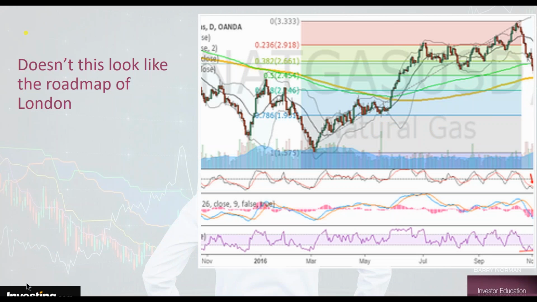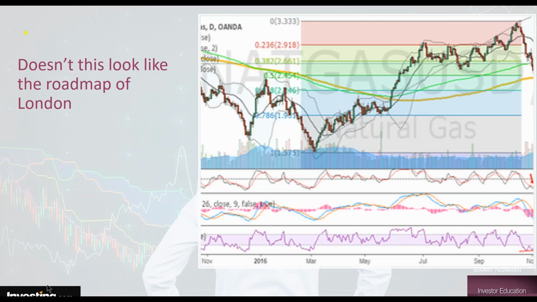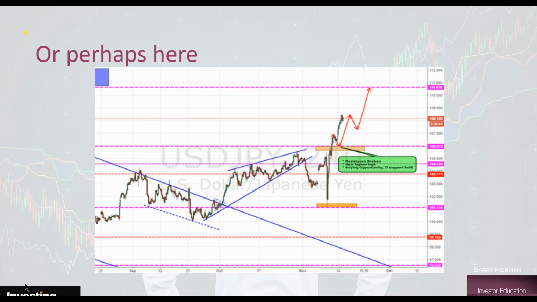Now, here we were looking at a roadmap of London in the background. Tell me something. Does it look so much different from this map of natural gas? It almost looks the same. They both look totally confusing at first glance. Once you have these, though, you can start reading them and understanding them to make smart trading decisions.